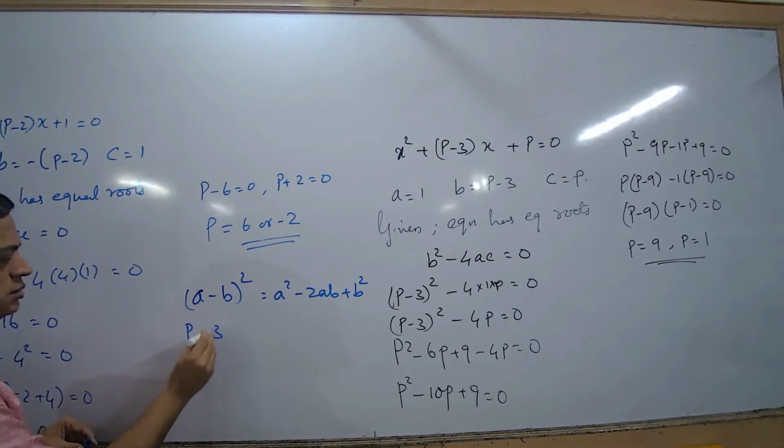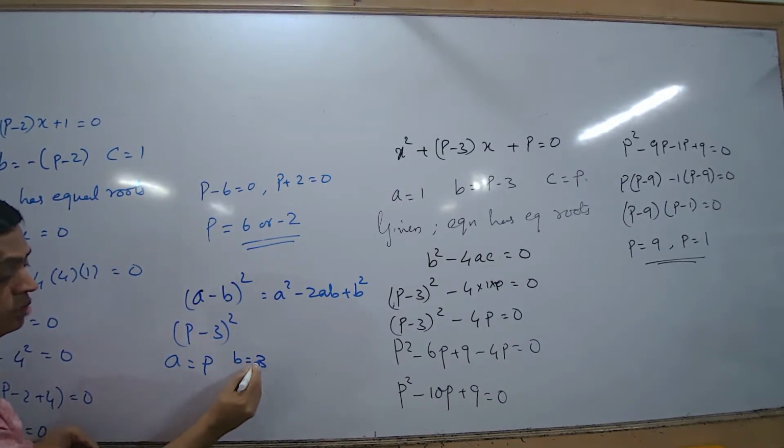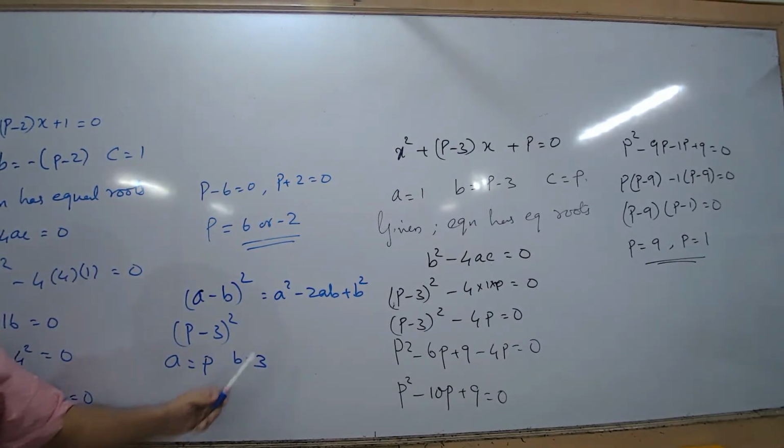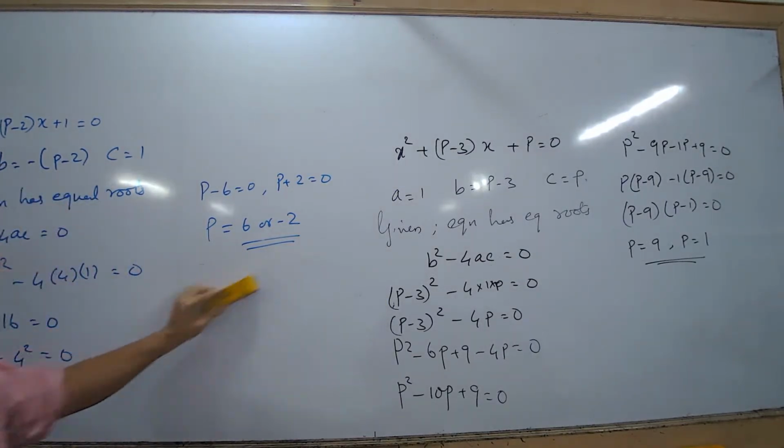So p minus 3 means, what is the value of A? A is p. B is not minus 3, it is 3, because this is minus and minus now. Then only the comparison comes. A square means p square, minus 2AB, minus 2 into p into 3, 6p. Are you following? B square, 3 square is 9. Are you following? How to substitute? Yes, sir. Wherever clarification is required, immediately ask. Don't waste time. Immediately ask.